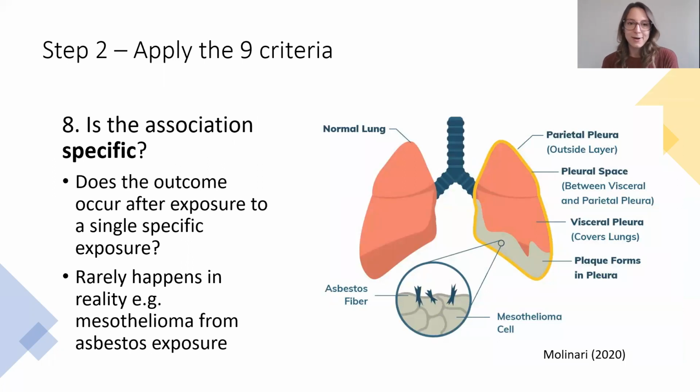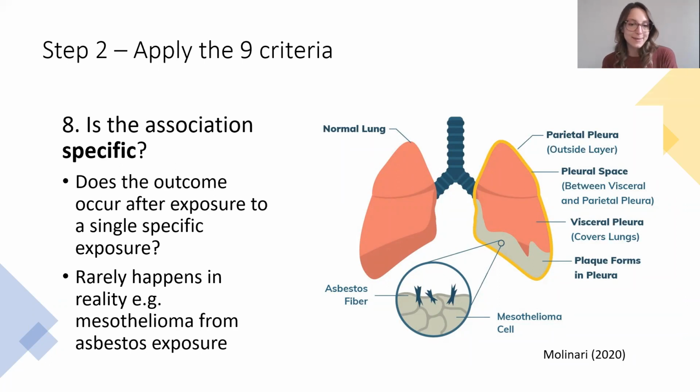The next criteria is whether the association is specific. Now, this rarely happens. So it's quite rare that you'll actually be able to meet this particular criteria, but occasionally it does. And that's because the health outcomes that you're generally looking at have many different causes. It's really, really quite rare to find a health outcome that's linked to one specific exposure.